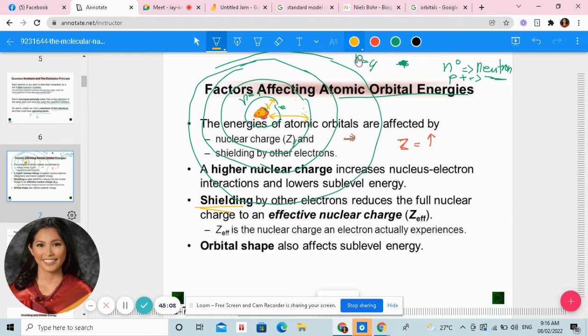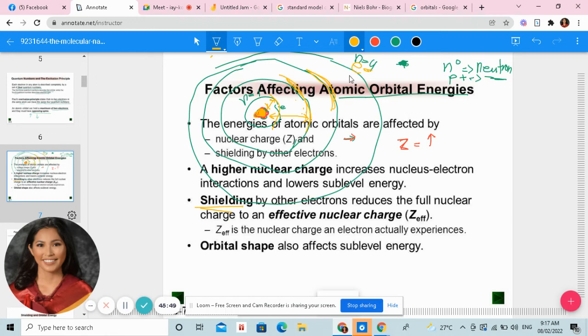N is equal to 1 or n is equal to 4, which is affected by shielding? Who gets covered? N is equal to 4. Okay, so n is equal to 4 is more affected by shielding. So the electrons here in n is equal to 4 are not easily pulled towards the nucleus because they are shielded.